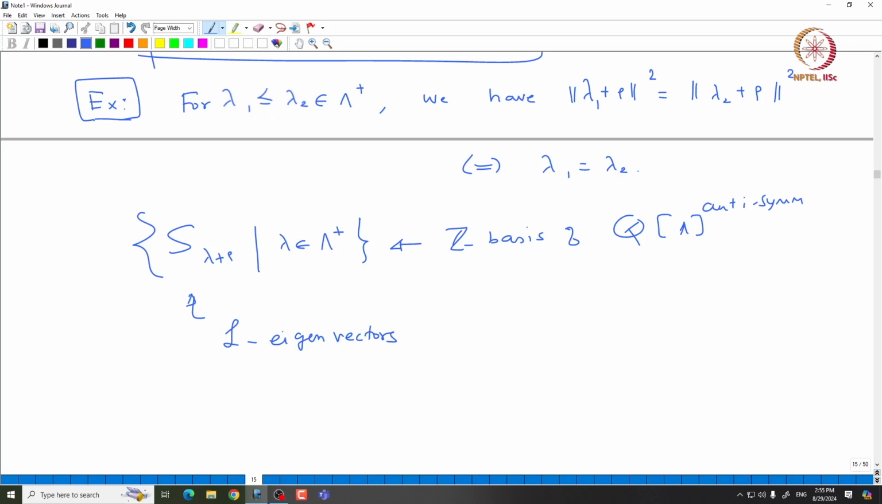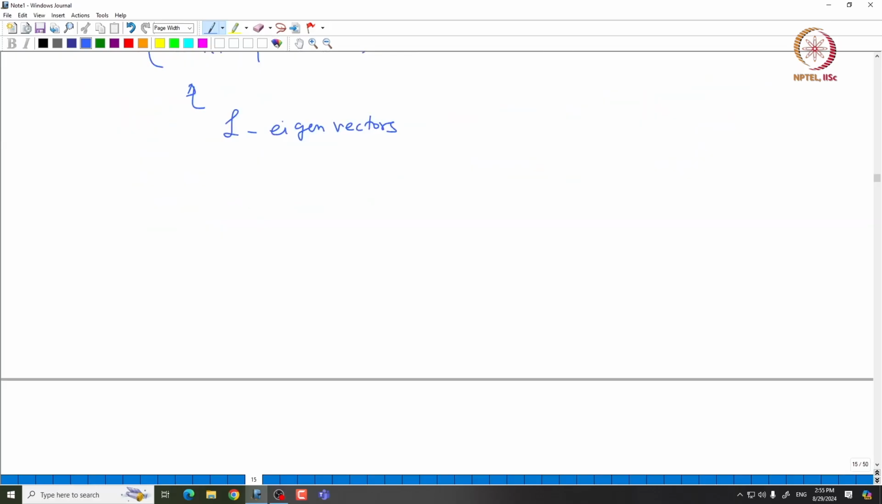So, these S_{λ+ρ} are eigenvectors for the Laplacian, and they also correspond to distinct eigenvalues. So, in case you are interested in proving the Weyl character formula, that can be reinterpreted as follows, as a simple corollary. So, what is the Weyl character formula?